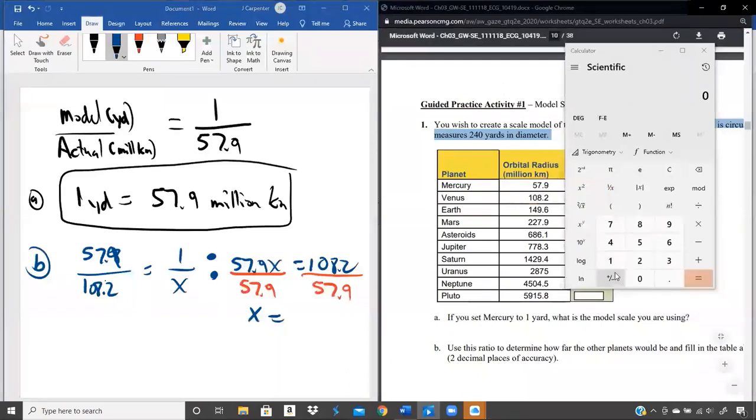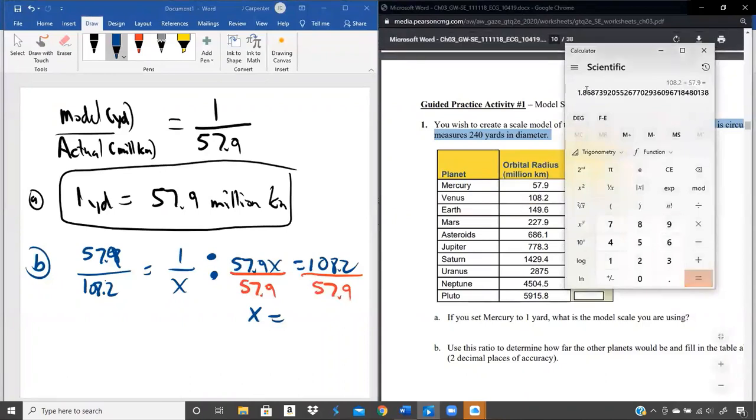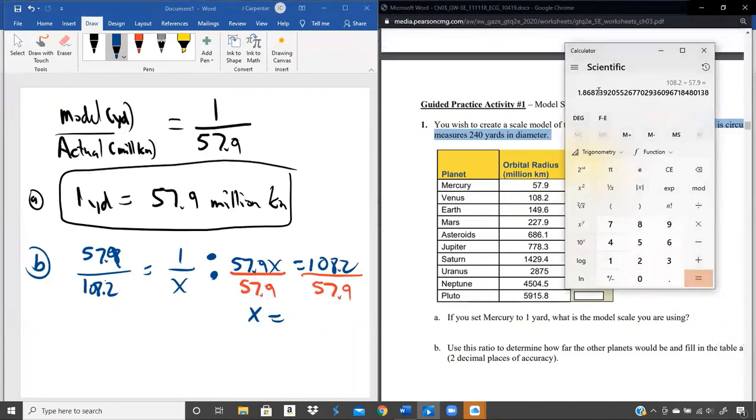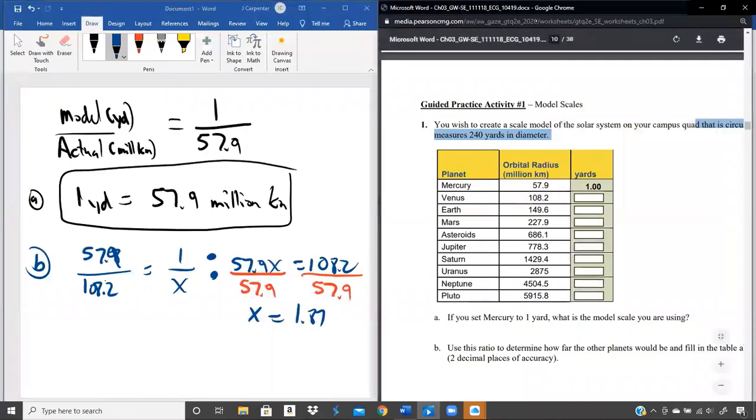So we got 108.2 divided by 57.9. And we get 1.87 when we round to the nearest second place. 1.87. So that would be 1.87 for the distance from the sun to Venus.